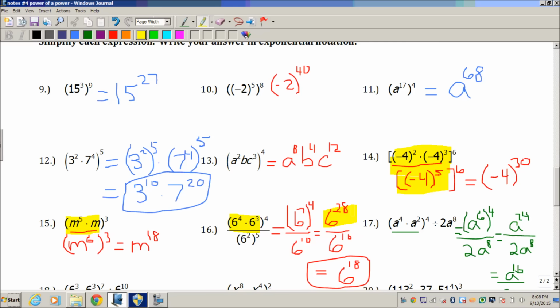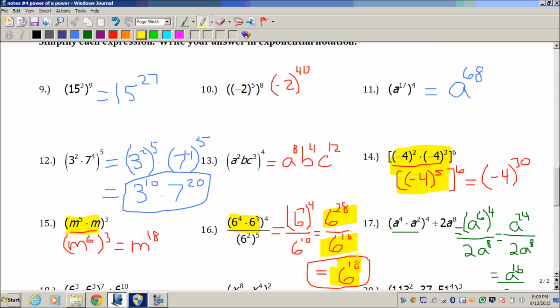And then in the denominator, we just multiply the exponents, and you're going to get 6 to the 10th. So now to simplify this, when we divide like bases, you're going to subtract the exponents. So the final answer will be 6 to the 18th power.